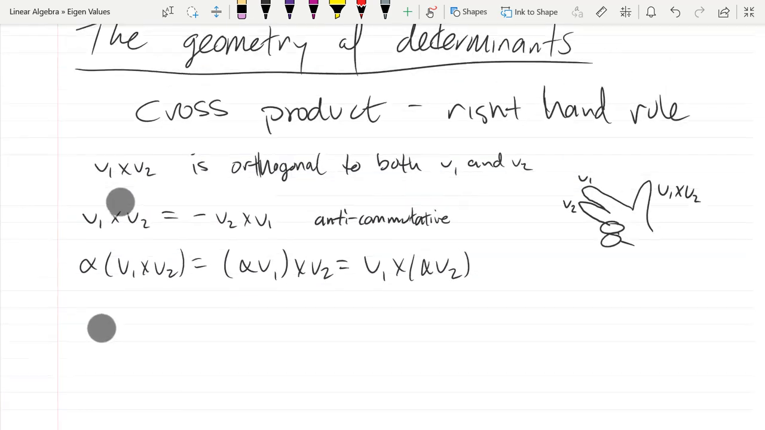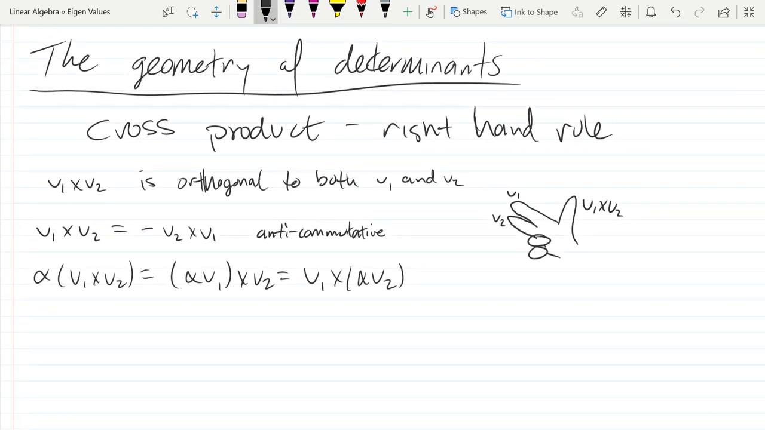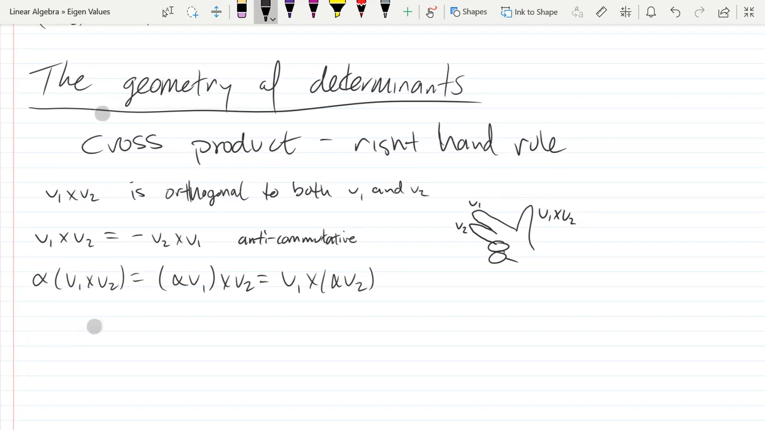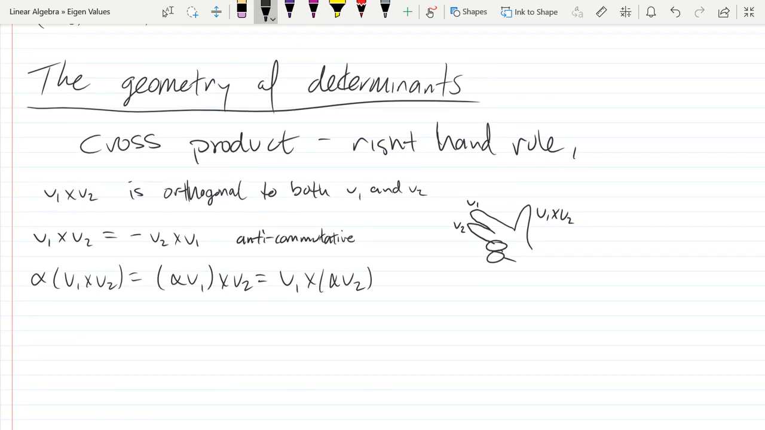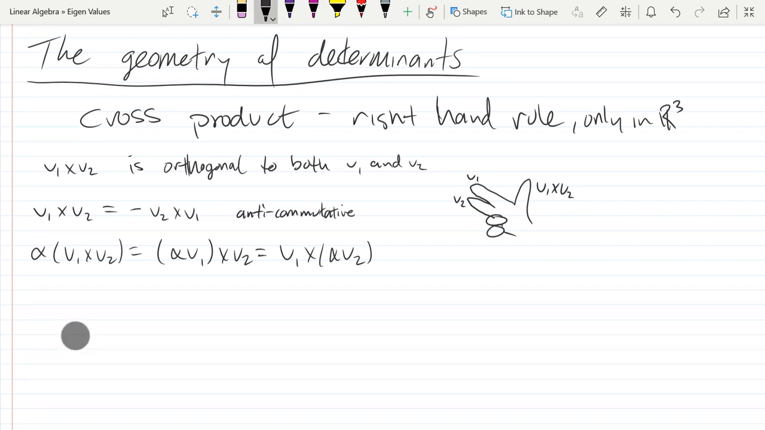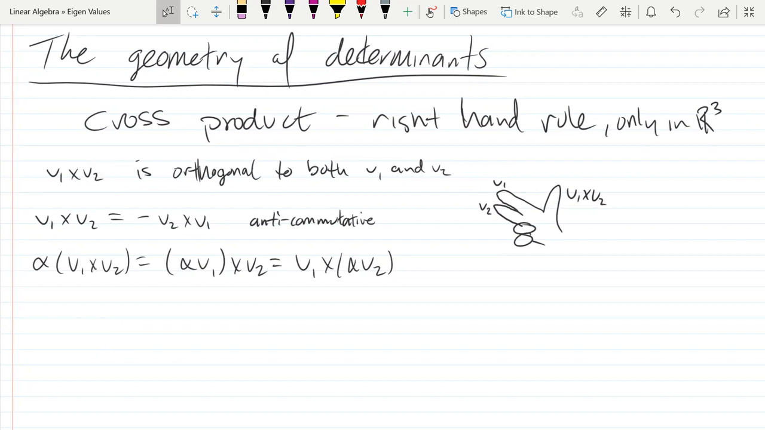All right, so how do we compute this? Here is how we're going to, and this is only in three-dimensional space. So right-hand rule, only in R3. So if you're in R2, there's no cross product. If you're in R4, there's no cross product or any other dimension. It's unique to dimension 3.